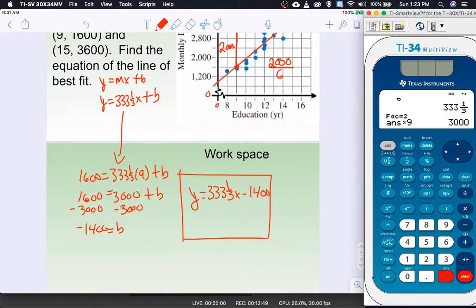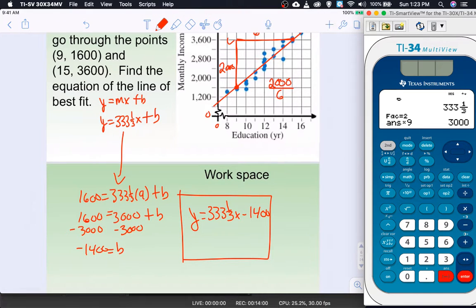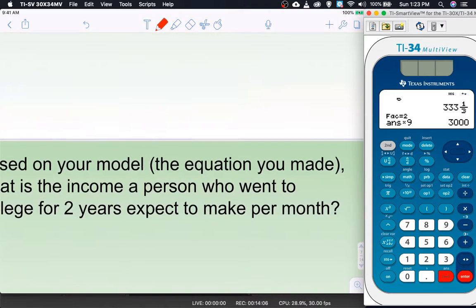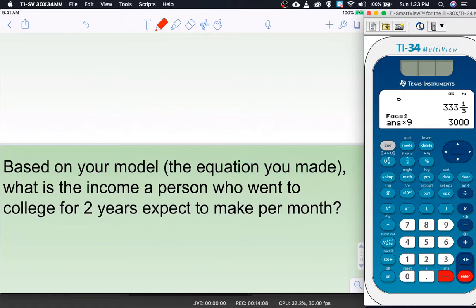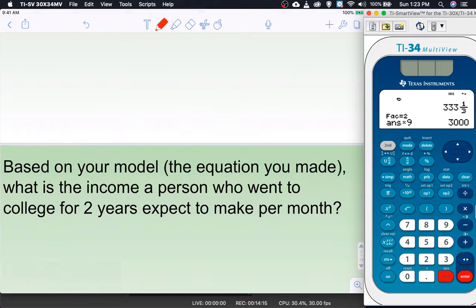Okay, that's part of interpreting the line of best fit, and interpreting the scatter plot is being able to come up with this equation. And we have experience writing equations of lines, just not in this context, which is why we're doing it this way. All right. Based on your model, which is the equation that we made, what is the income a person who went to college for 2 years is expected to make per month?